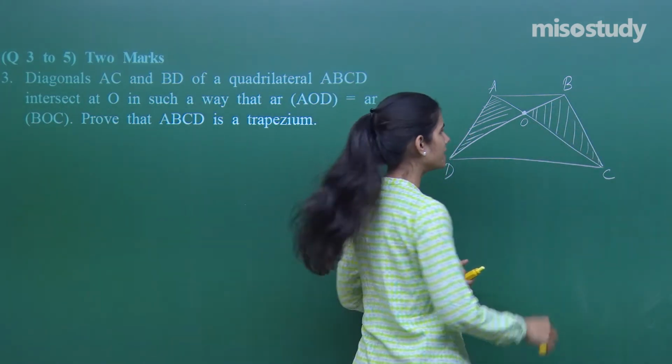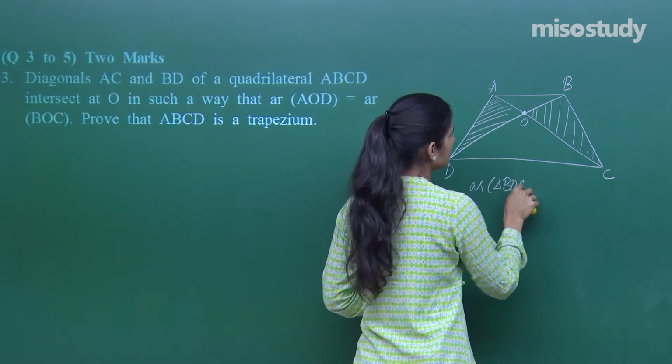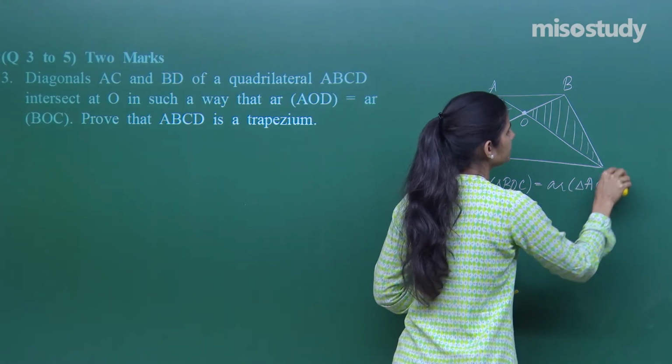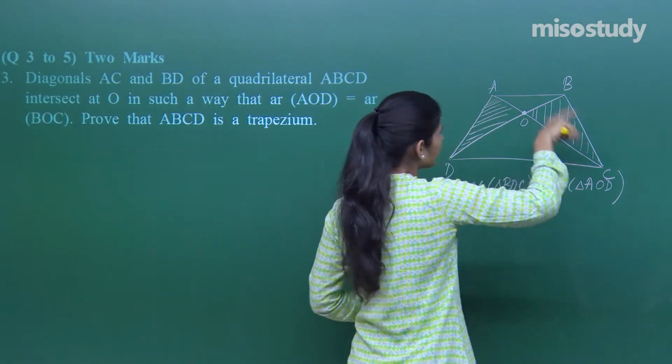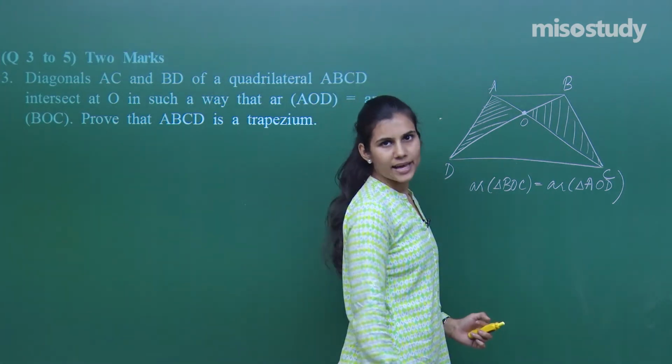These two triangles have same area. So area of triangle BOC is same as area of triangle AOD. I have to show this figure is a trapezium, so I just need to show one pair of opposite sides is parallel.